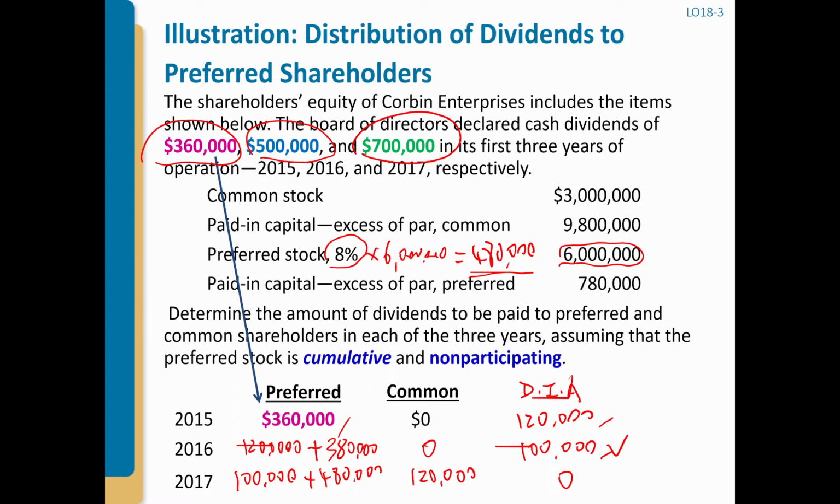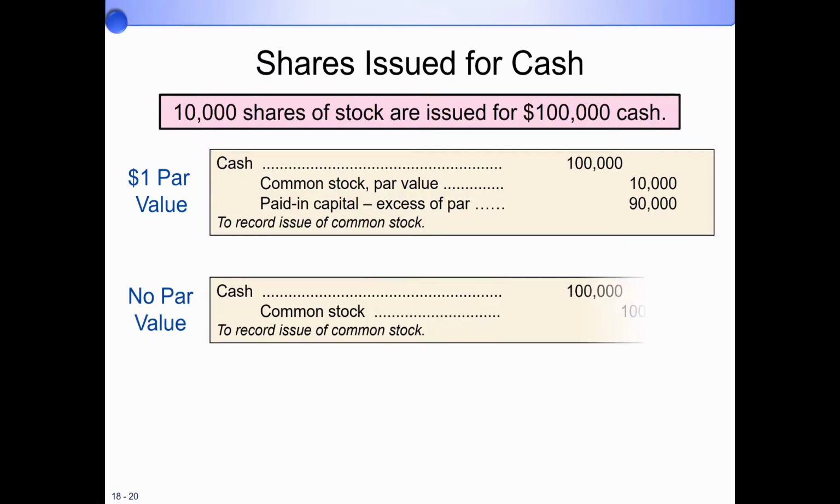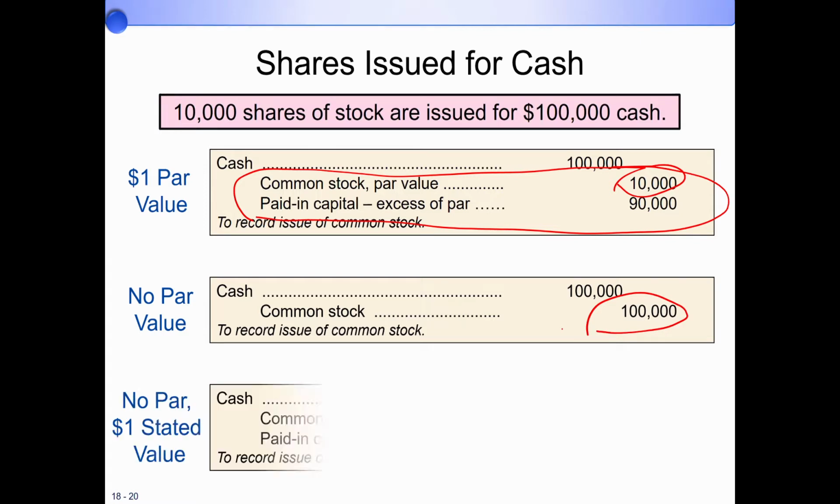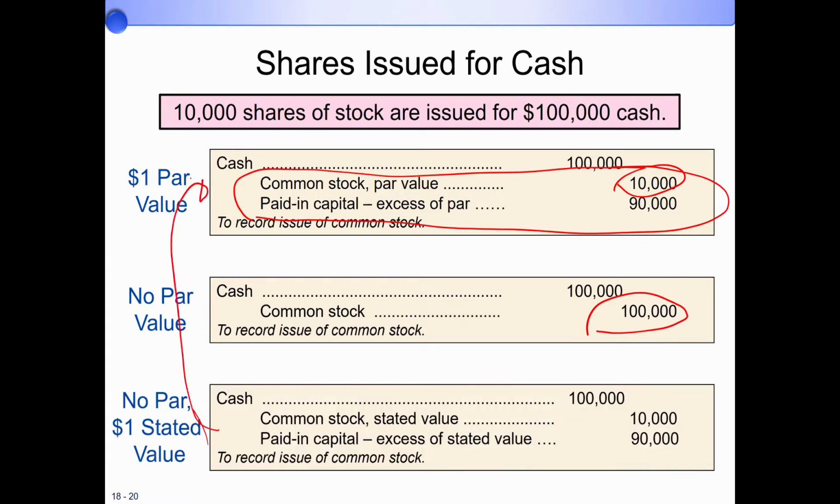Receive dividends. Okay. So we do have similar questions in the homework, so you can make sure you practice. So that's the issue we talk about, and we also talk about stock issuance. When we issue stock, it could be non-par, or with par value. When you receive cash, you issue the paid-in capital. If with par value, you calculate the total par value that goes to common stock, and the additional amount goes to paid-in capital excess par value. If no par value, everything goes to the common stock. If with the stated value, that will be similar to the par value situation.